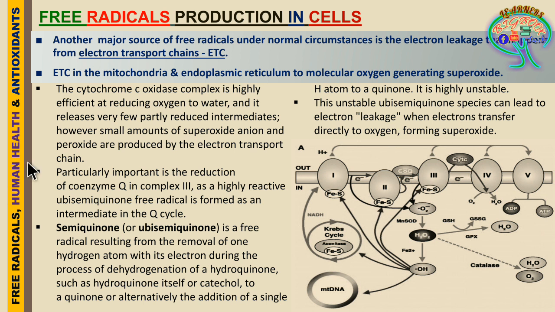So the cytochrome c oxidase complex is highly efficient in reducing oxygen to water, and it releases very few partly reduced intermediates. Reduced intermediates in the sense that whatever reduced form of the products has been formed is called reduced intermediates. However, small amounts of superoxide anion and peroxide are produced by the electron transport chain.